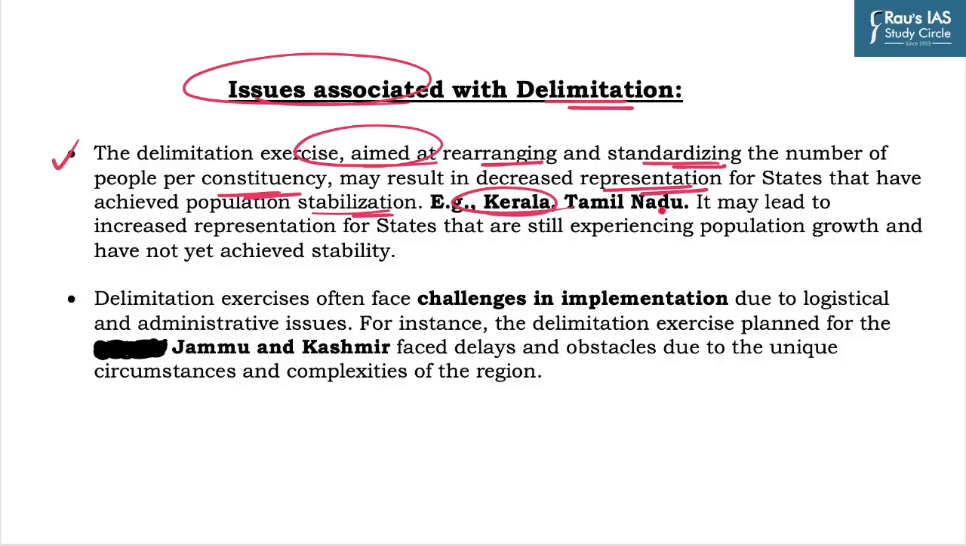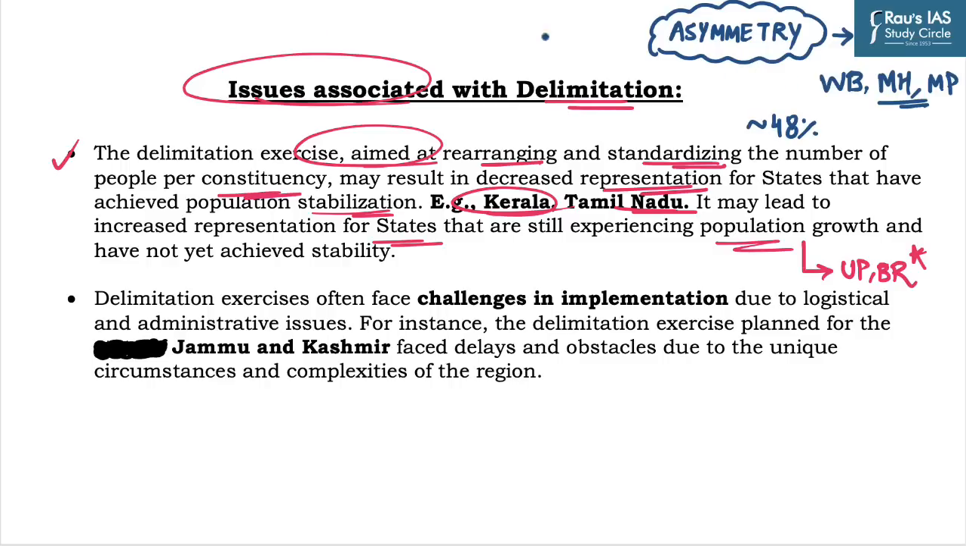For example, Kerala and Tamil Nadu, which may further lead to increased representation for the states that are still experiencing population growth, such as Uttar Pradesh and Bihar, which have not yet achieved population stabilization. Moreover, it creates asymmetry in the distribution of seats, as around 48% of the Indian population, as per the census data of 2011, is contributed by 5 states, which includes Uttar Pradesh, Bihar, West Bengal, Madhya Pradesh, and Maharashtra. Hence, it becomes a major issue and it creates a divide between North and South.